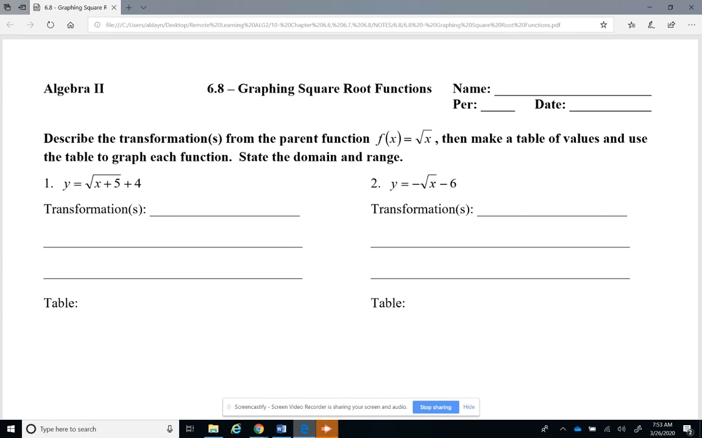We are getting ready to do 6-8 for Algebra 2 General, Charles High School. This lesson is titled Graphing Square Root Functions.